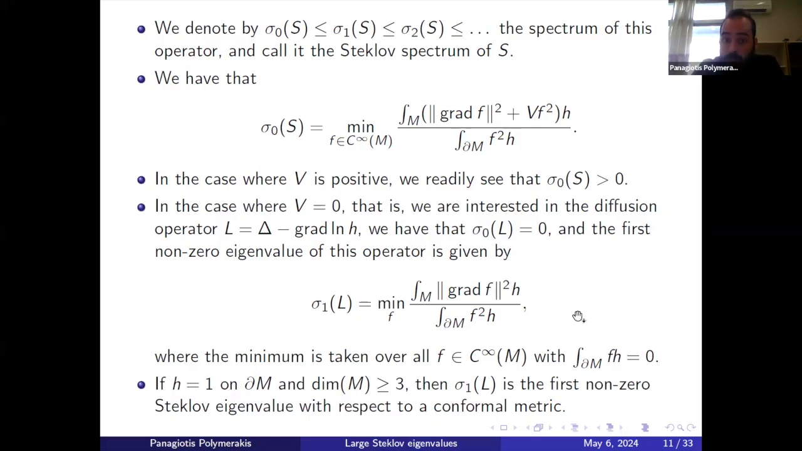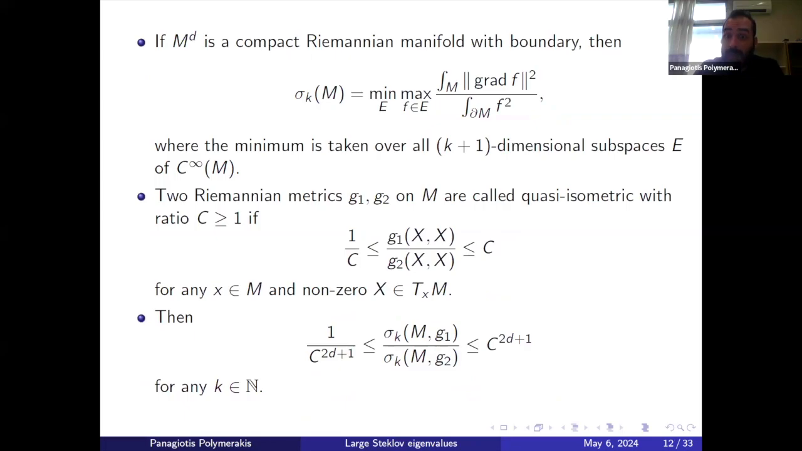And it's worth pointing out that if this weight function h is 1 on the boundary, as it will be in our construction in the sequel, and the dimension of the manifold is at least 3, then actually the Steklov spectrum of a diffusion operator is just the Steklov spectrum of our manifold with respect to a conformal Riemannian metric. However, in dimension 2, for surfaces, this is something completely different. And let's close this preliminary section with a quite classic remark, which will play an important role in both parts of the talk.